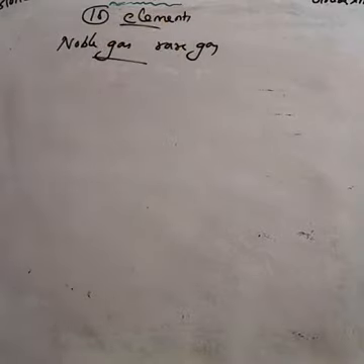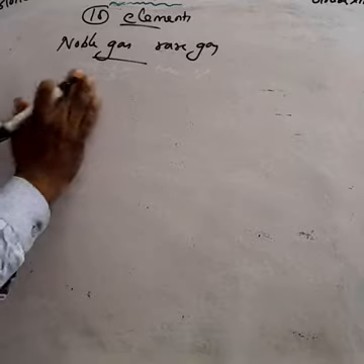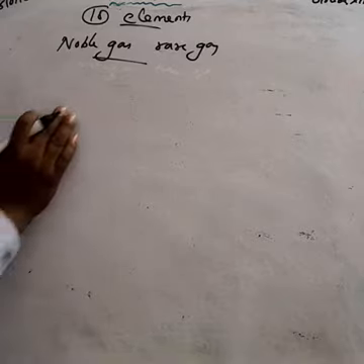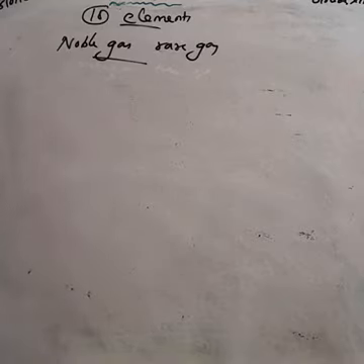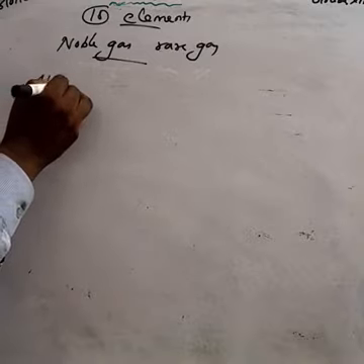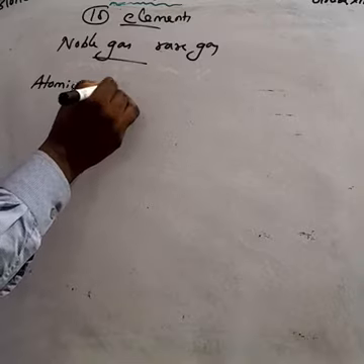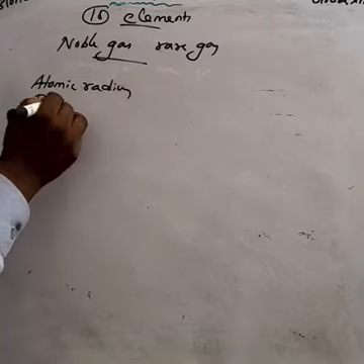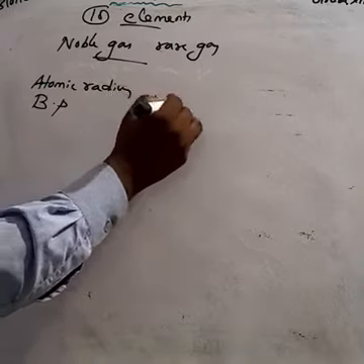Am I right? Here, about the physical properties of the noble gas elements, their atomic radius and their boiling point increase from helium to radon. We will discuss the tabular column, after that we can find that one.